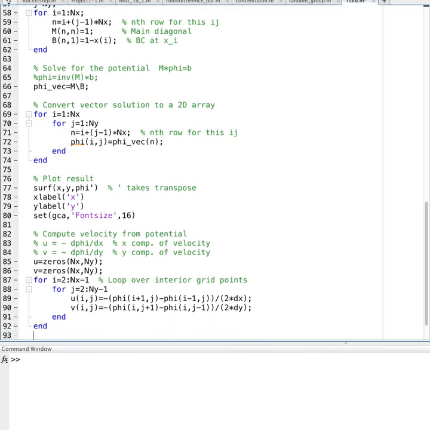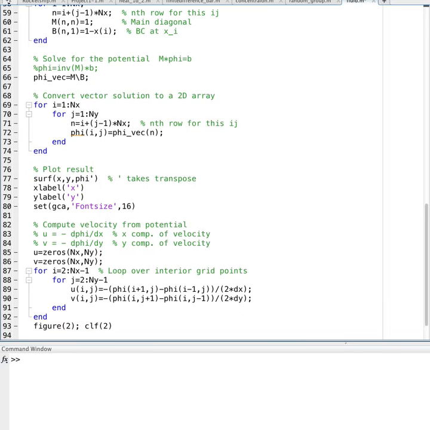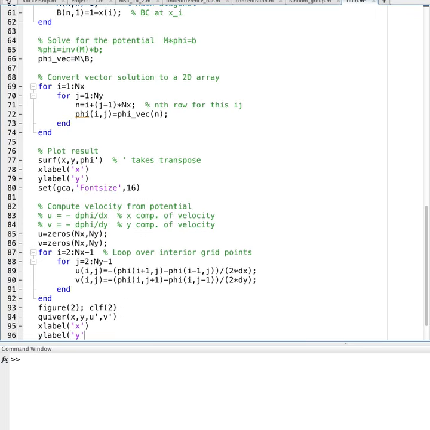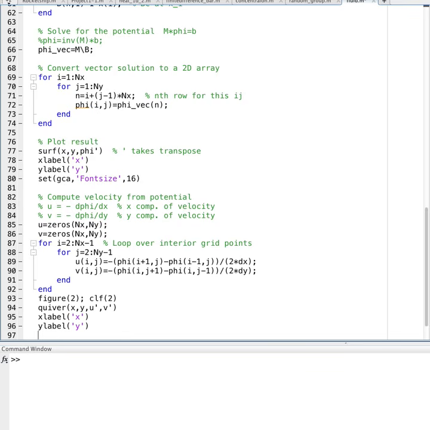So I'm going to plot this. I'm going to do figure 2, create a new figure. Just clear that figure. And I'm going to make a quiver plot: X, Y, U transpose, V transpose, which, as we'll see in a second, is a bunch of arrows. It's like a vector plot, and we'll put some labels on there. And we put a title, the velocity field.